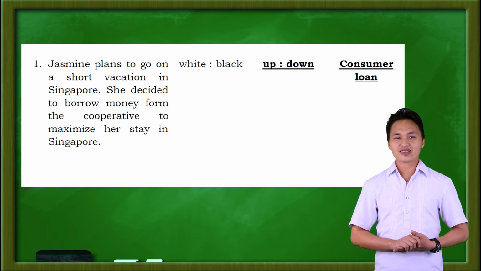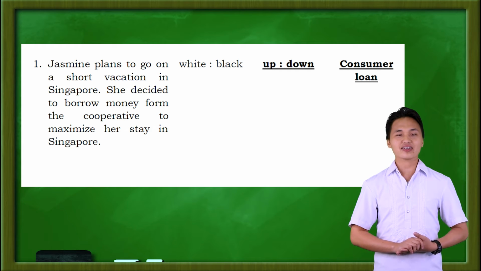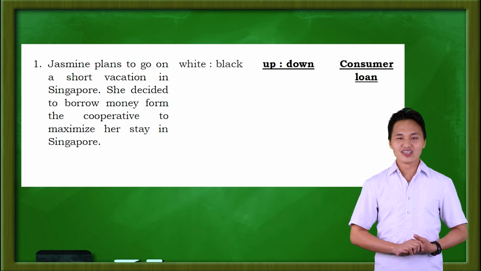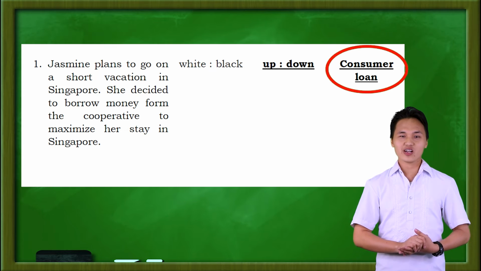The situation is, Jasmine plans to go on a vacation in Singapore. She decided to borrow money from the cooperative to maximize her stay in Singapore. The first analogy, white is to black. The second analogy is up and down. The answer is consumer loan.